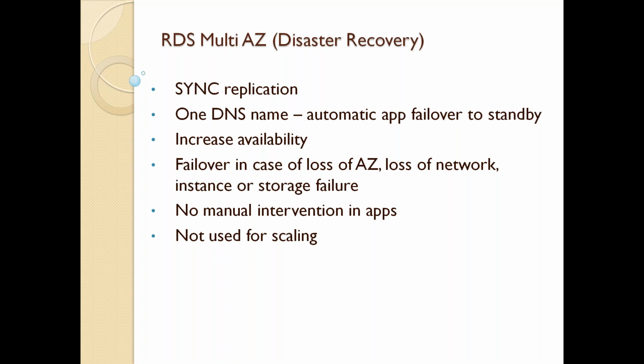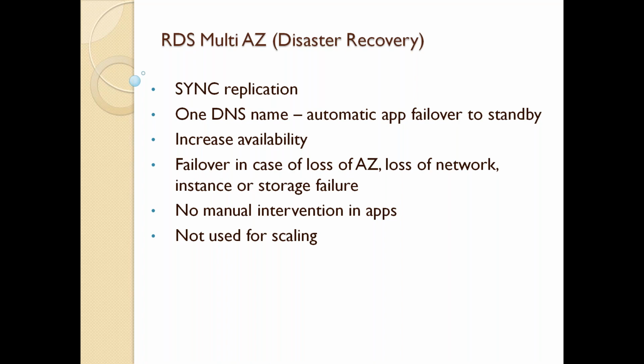So that's a primary, that's a standby. So the data moves from primary to standby using synchronous replication, which means as you keep updating your master database, the standby database also will get updated with the data, and there will be only one DNS name. So you don't have to change anything. Whenever there is a failover, automatic failover will happen, and there will be only one endpoint, and it will be used for both primary and standby. You cannot access your standby directly.